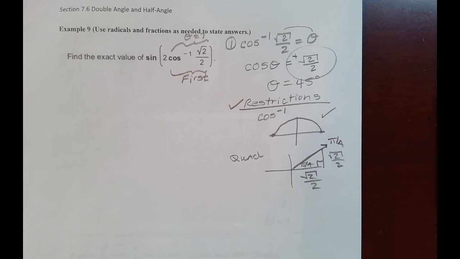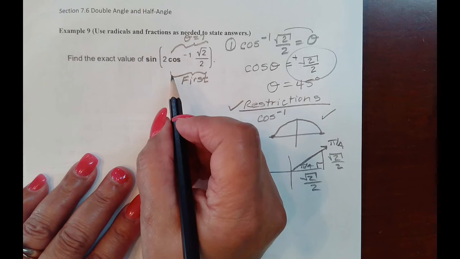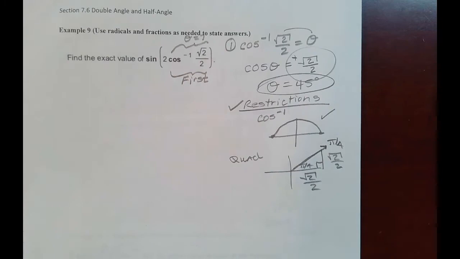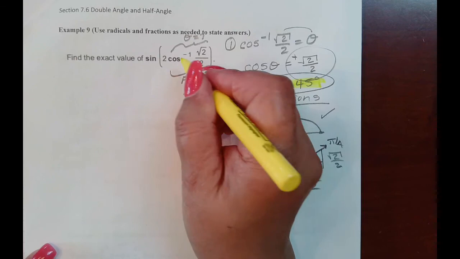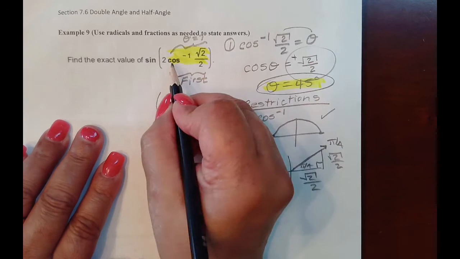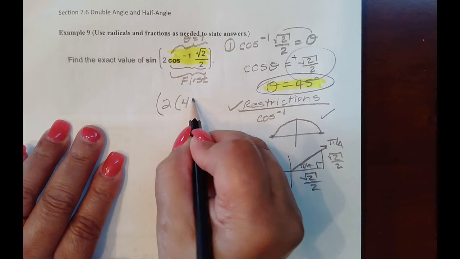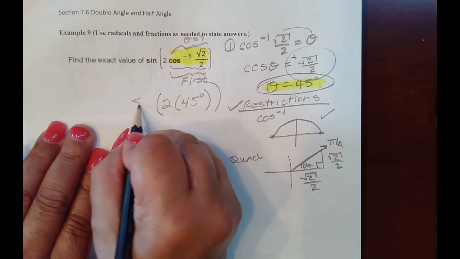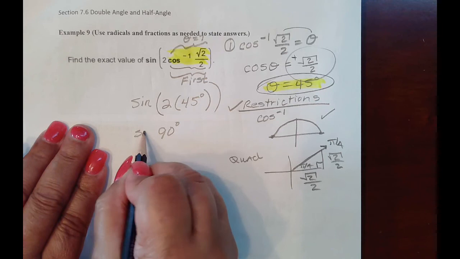Okay, so you can leave this in degrees or pi form. So the angle that this is equal to is 45 degrees. I want you to take that 45 degrees, bring it back over here to the problem. It is what this is equal to. So there was an extra 2 in there. This inverse cosine of square root of 2 over 2 turned out to be 45 degrees. Leave it in pi form if you want. 2 times 45 degrees is 90 degrees.